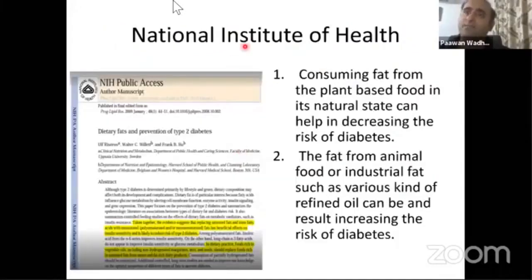The National Institute of Health has given one study, dietary fat and prevention of type 2 diabetes. Consuming the fat from plant-based food in its natural state can help in decreasing the risk of diabetes. The fat from animal food or industrial fat, such as various kinds of refined oil, can result in increasing the risk of diabetes. So if you take fat from plant-based foods in its natural state, it will decrease your sugar level. But if you take fat from animal food, your sugar levels will rise. This is not me saying, it is the National Institute of Health, which is a governing body all over the world.